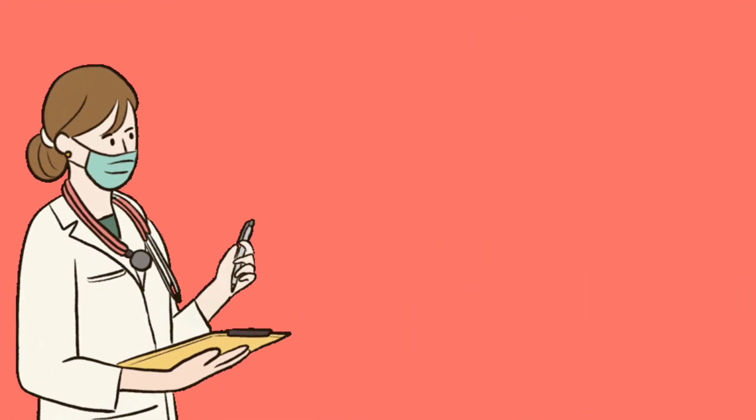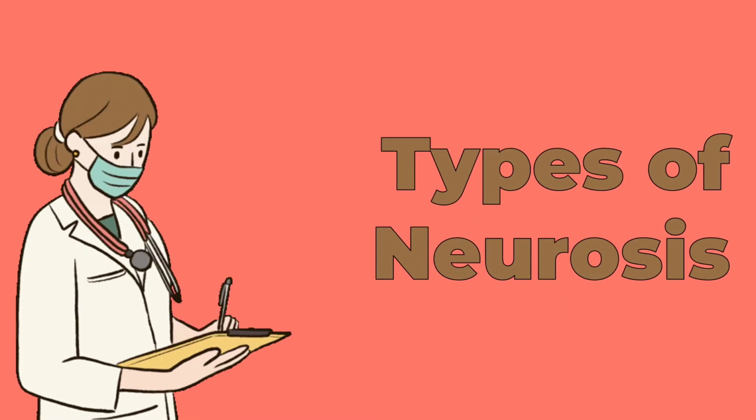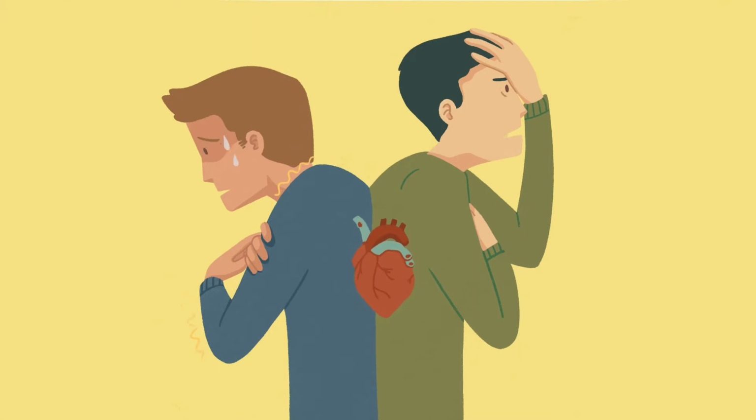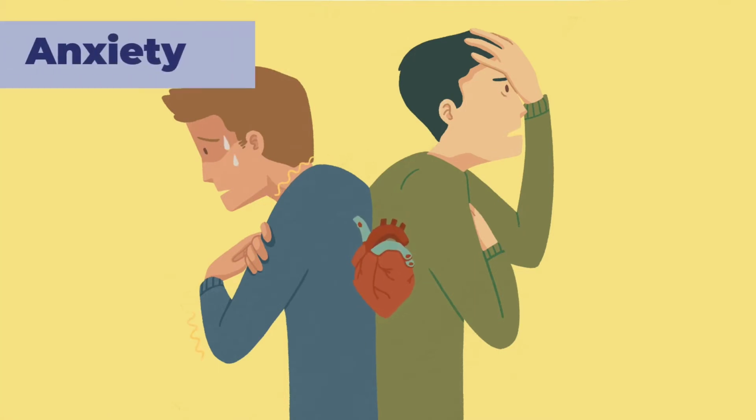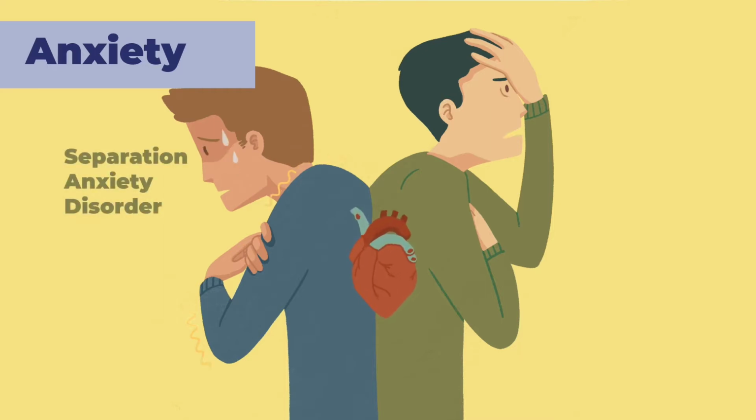So now we will discuss the types of neurosis. The first one is anxiety. So what is anxiety? Anxiety disorders include disorders that share features of excessive fear and anxiety and related behavioral disturbance. There are several types of anxiety, which are separation anxiety disorder, which means developmentally inappropriate and excessive fear or anxiety concerning separation from those to whom the individual is attached.